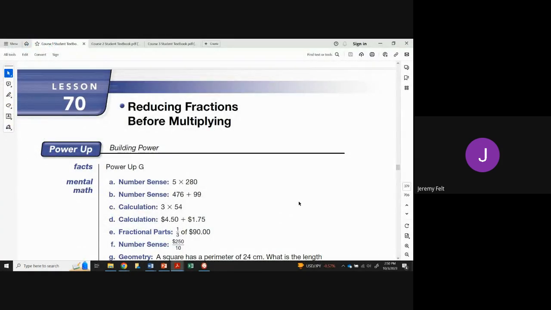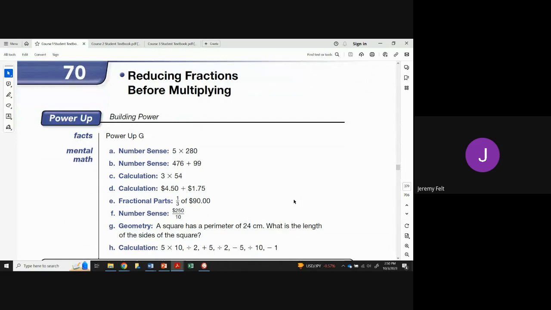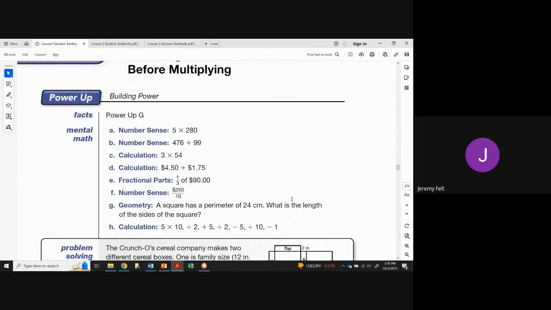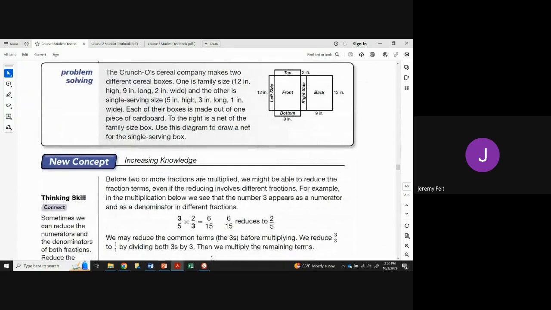So lesson 70 is working with reducing fractions before we multiply. This is actually something I showed you since the beginning of the year, because it's the method that I prefer. It makes it a little bit easier to multiply and reducing is easier.